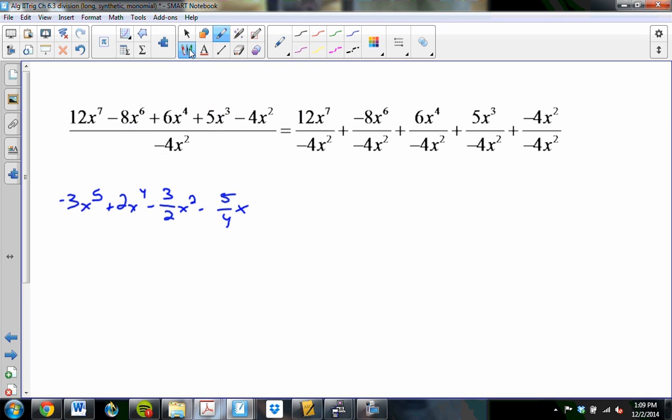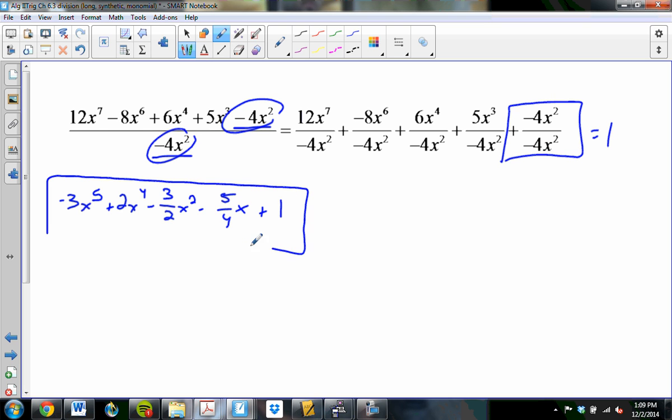Finally, this is the one that confuses people a lot. Negative 4x squared divided by negative 4x squared is just positive 1. It's not 0. They don't kill each other entirely. Something divided by itself, that's what this is, something divided by itself is just 1. So that's the simplification when you're dividing by a monomial.